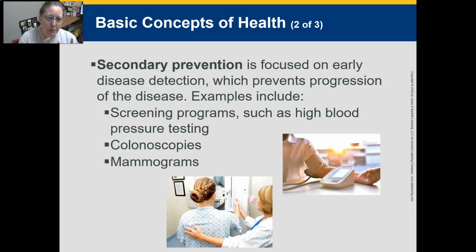So examples with chronic disease would include screening programs such as high blood pressure testing. So high blood pressure is a chronic disease. So screening for that is a good way to catch it early before you have problems with renal failure. Colonoscopies to find polyps and things that might indicate colon cancer, or if there is colon cancer, to find it earlier rather than later. Mammograms to detect breast cancer. We could even put there screenings for blood glucose to check for diabetes, cholesterol, screening for heart health.